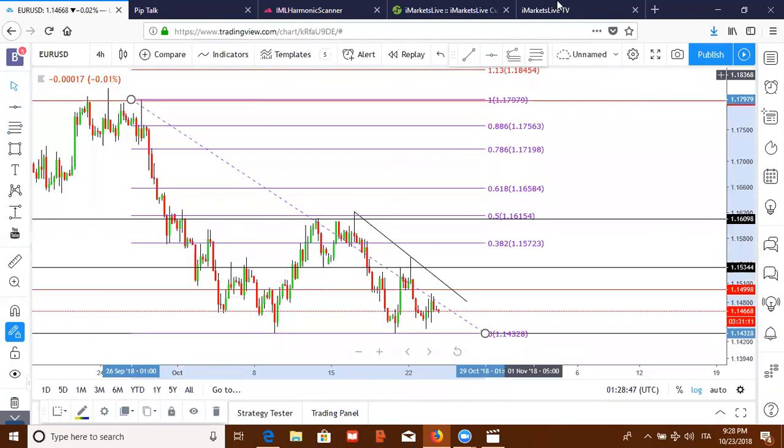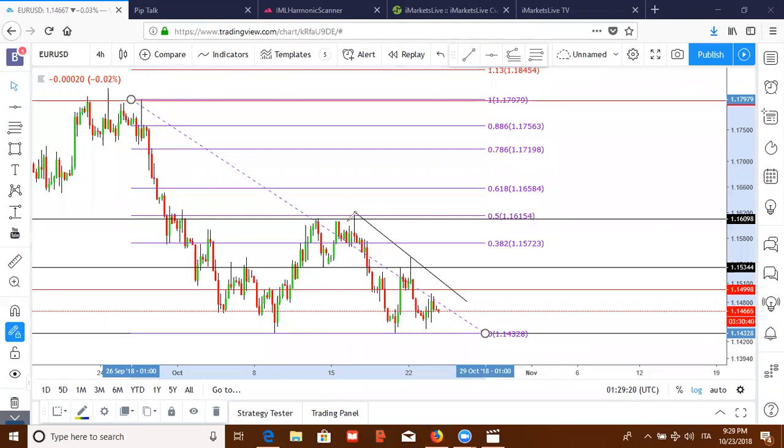Again, this is just my opinion, my trade analysis. Same thing that we have right here. We have it right here also. Okay, so check this out.